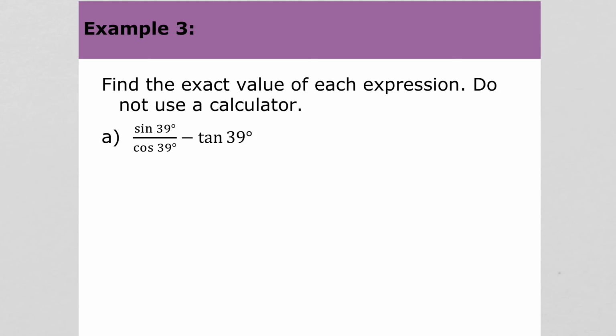And example 3, it says find the exact value of each expression without using a calculator. Well, how are we going to do that? Let's see. We know that sine over cosine is tangent. We don't know what the tangent of 39 degrees is. But we know that tangent of 39 minus tangent of 39 better give us 0. Anything subtract itself will give us 0. So that's all for that one.